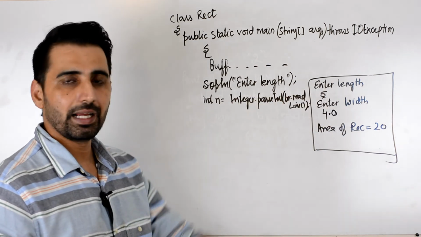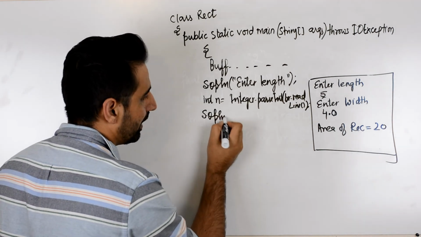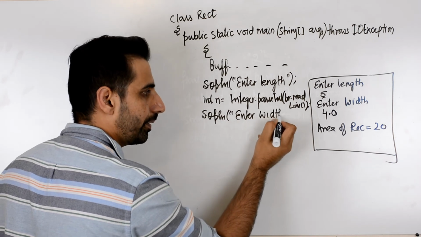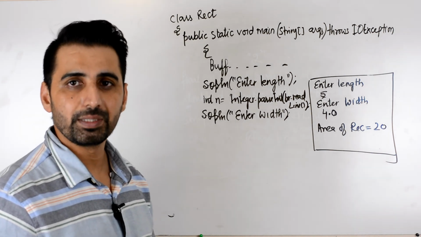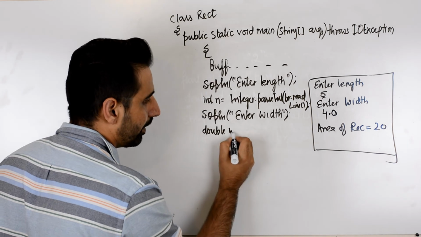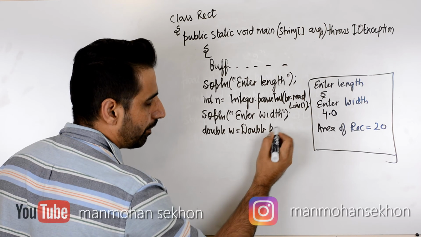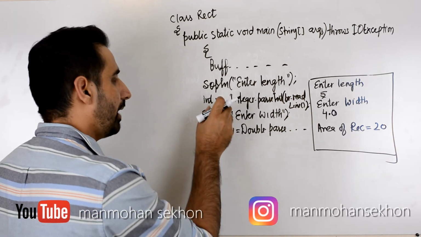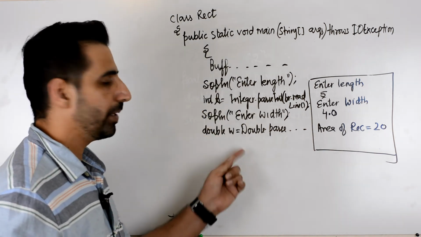Next it should print enter width. So for that we write System.out.println("enter width"). And what type of value is width? It should be floating, meaning with a point. So for that I'll write double w is equal to Double.parseDouble(br.readLine()). And now instead of n I'll write l. Okay, now we have the value of l and we have the value of w.